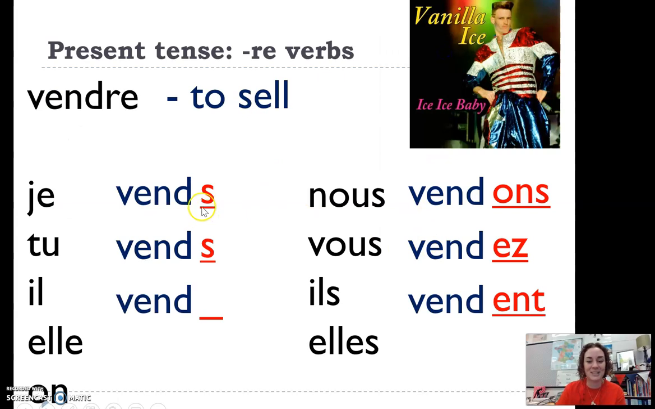So here's what it would look like. S, then nothing, ONS, easy. Then you add the ENT, and that's how you RE. That's adorable. So an RE verb is pretty simple.